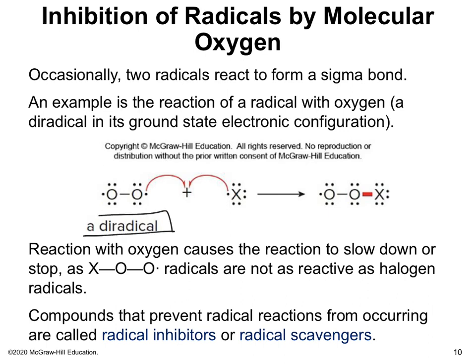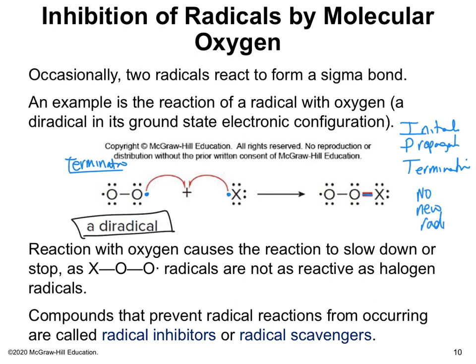So here, diradical, this is a termination step. How do I know that? So you're going to have initiation, you're going to have propagation steps, and you're going to have a termination step. This is in the mechanism. So here we have two electrons coming together to make a new bond. Do you see there's no new radicals formed? So when two electrons come together, this is a termination step.